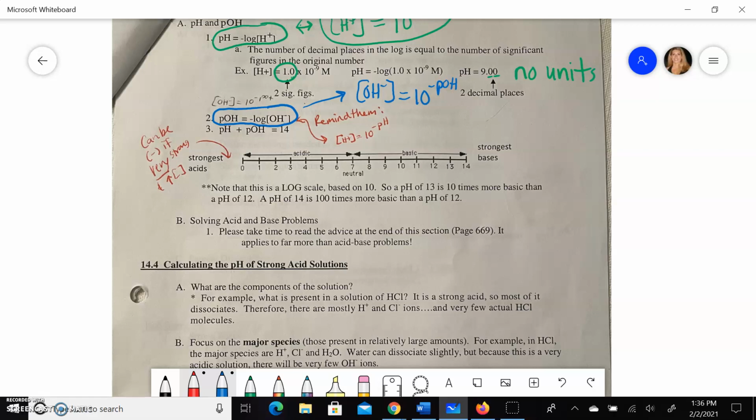So every time you move one place on this, you change it by a factor of 10. So if we're talking about a pH of 2 versus 3, 2 is 10 times more acidic than 3. 1 would be another 10 times, which would be 100 times more acidic than 3. 0 would be 1,000 times more acidic than 3. So every time you move 1, you just add another 0.